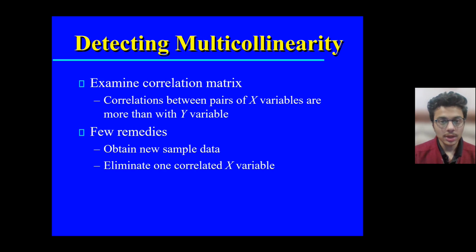How to detect multicollinearity: examine the correlation matrix. Correlation between a pair of x variables is higher than with the y variable. And a few remedies: obtain new sample data, or eliminate one correlated x variable.